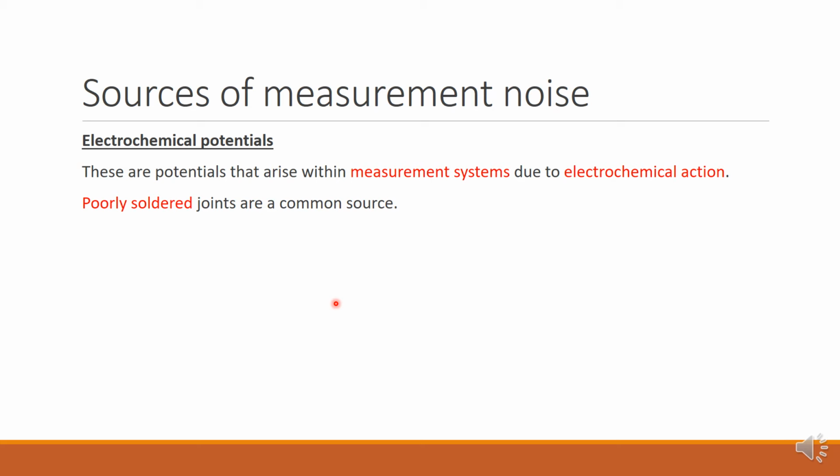Another example of measurement noise is electrochemical potentials. Electrochemical potentials come from the measurement system due to electrochemical actions. For example, if you have poorly soldered joints, which are a common source, this will give you some leakages or oxidation that will go through your system. So it will give some noise to your measurement system.